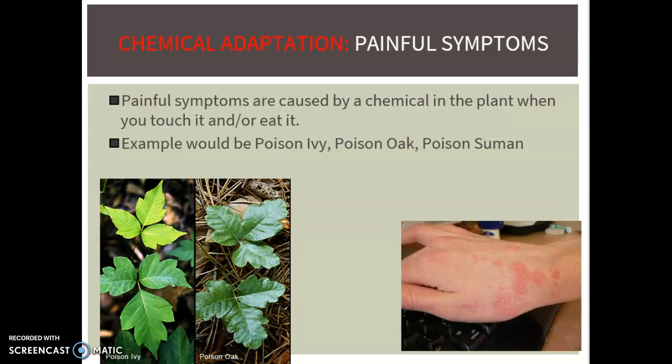Some examples here in Michigan, which I hope that you've never experienced, but I'm hoping that you're familiar with, would be poison ivy, poison oak, and poison sumac. Poison ivy is very prevalent here in Michigan, and if you've ever had poison ivy, it's very not fun. You become very itchy. Sometimes that itch is painful, but it's not fun. Poison oak is bad too.